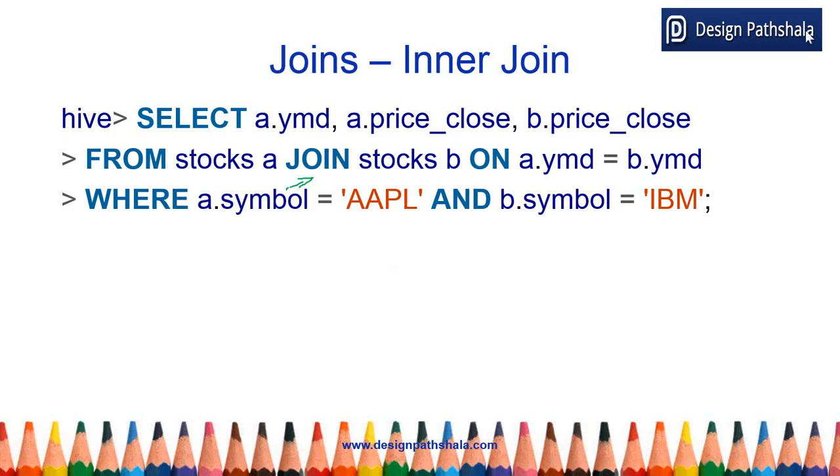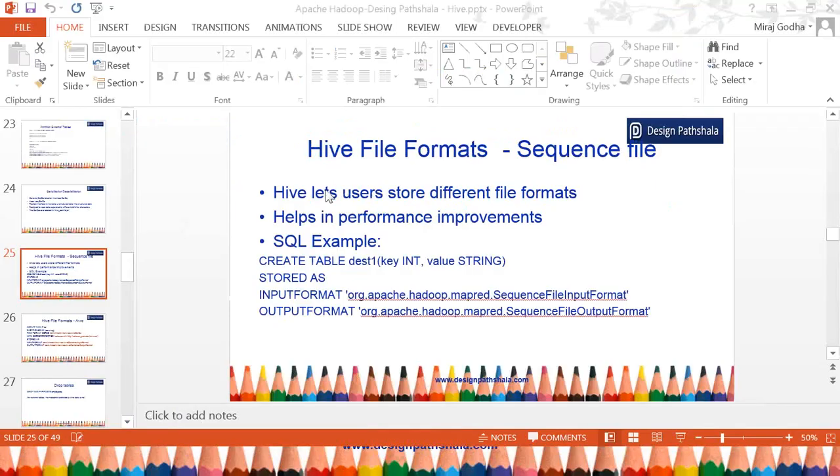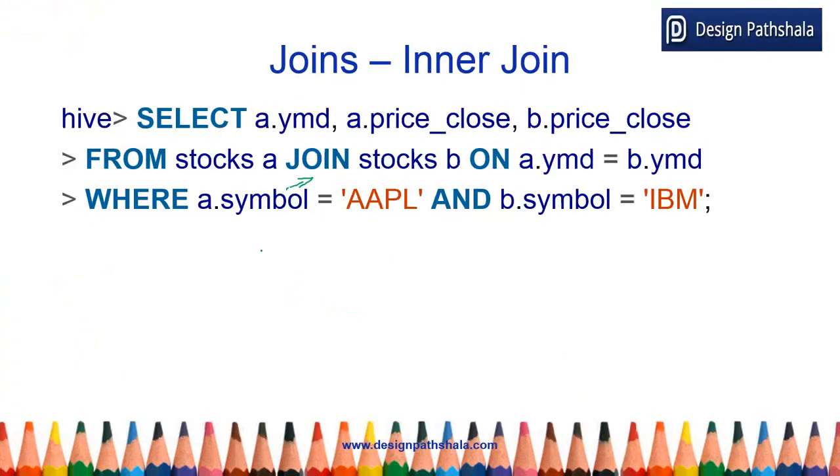So here what I'm saying is: select so and so from stocks table A join stock B on A.year month date equals B.year month date, and where symbol equals so and so and symbol equals so and so.